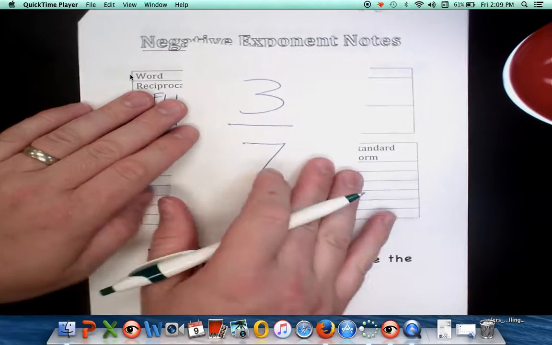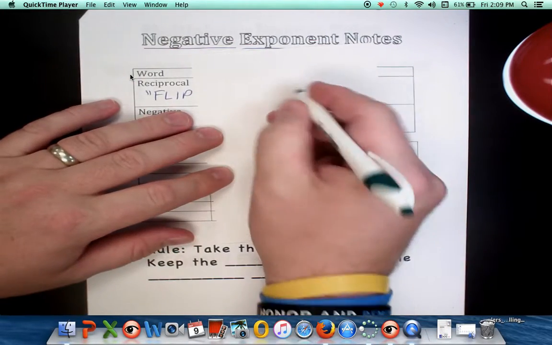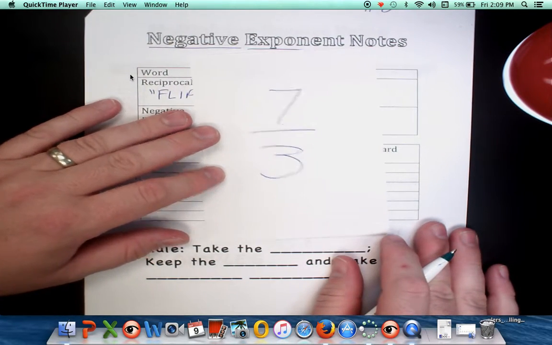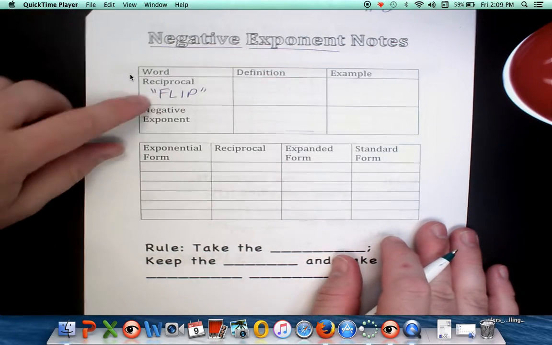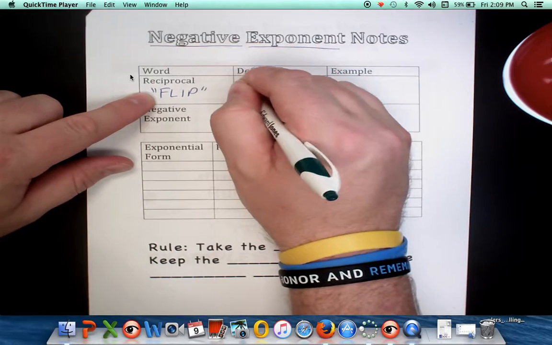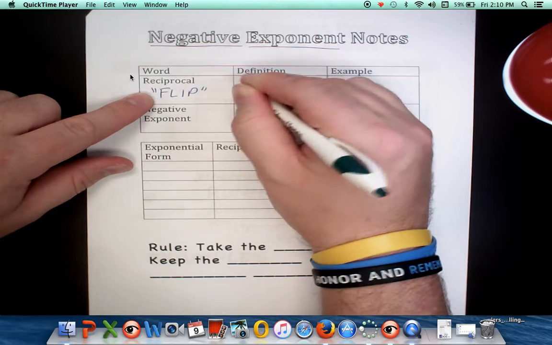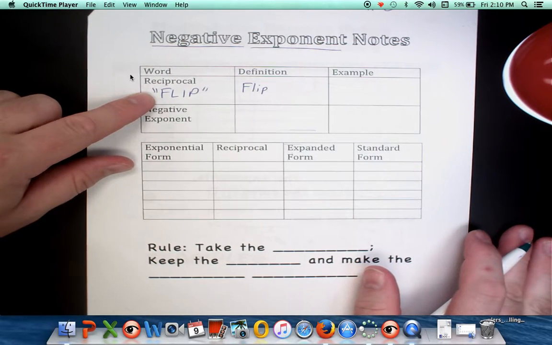Flip it over, I'm going to end up getting 7 over 3. So that is something that is a flipping. So what is the reciprocal? Well, the reciprocal is basically a flip. Okay? So it's just something that you take that you flip.